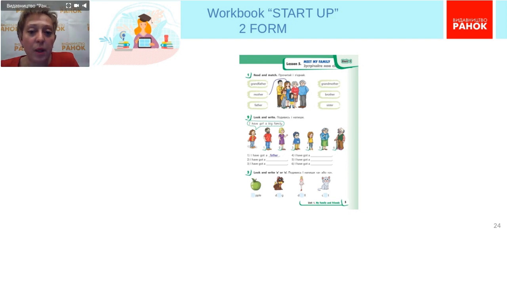So we use integrated lessons almost every time when you have to work with our textbook Start Up for the second form, because all the exercises in our textbook combine different parts which are really good for integrated learning. You can see that we combine listening, reading, writing, and speaking skills.